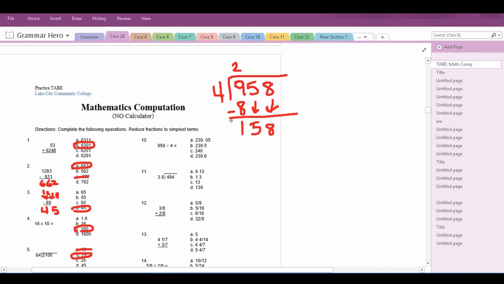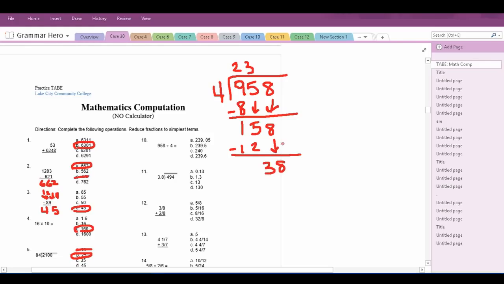Now we're saying to ourselves, 4 times what will give us 1? Nothing. 4 times anything's bigger than 1, except fractions. 4 times what will give us 15, or closest to 15 without going over it? Well, 4 times 3 is 12, and 4 times 4 is 16, which is bigger than 15, so we're going to go 4 times 3. Again, 4 times 3 is 12, so we subtract it out. 15 minus 12 is 3, and we're simply going to bring down the 8 again.